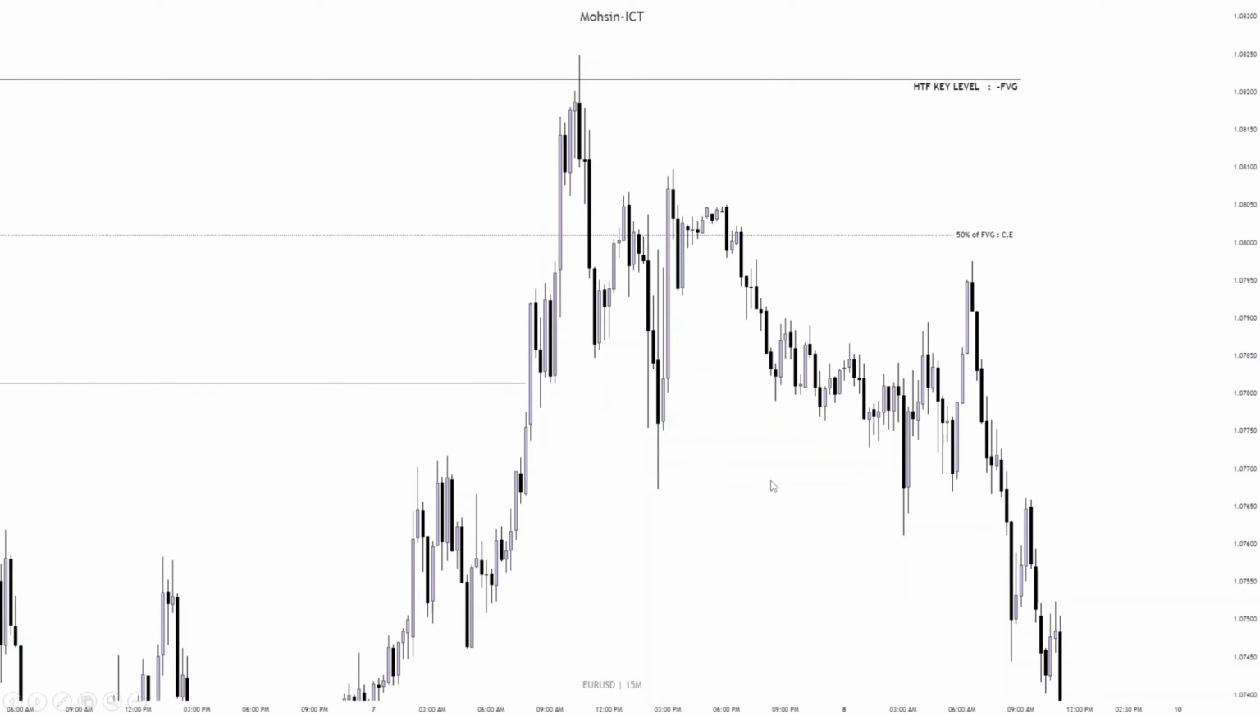This is the 15-minute chart. After the 4-hour chart, we go to the 15-minute chart. You can see this is the 50% of that fair value gap, the consequent encroachment, and that's our higher time frame key level, which is a bearish fair value gap. After price hits the higher time frame key level, we look if price has taken enough buy side liquidity to create a bearish order block. We see it right here. Price has taken two old highs before this move. That's our second condition for the highest probable order block.